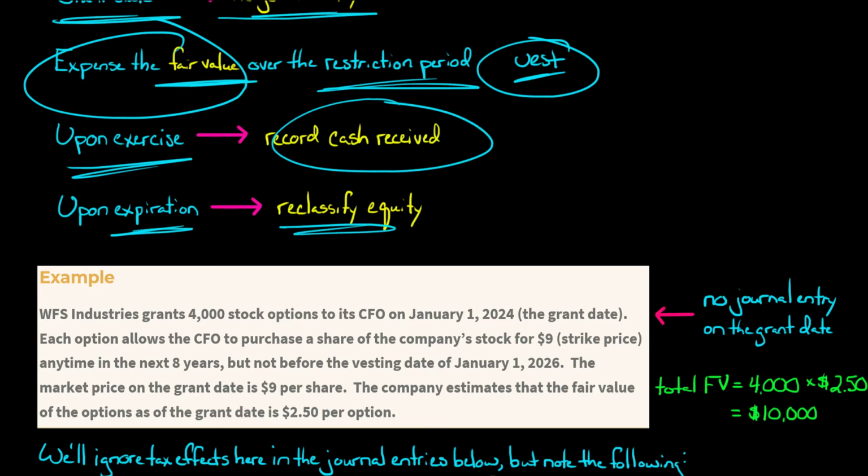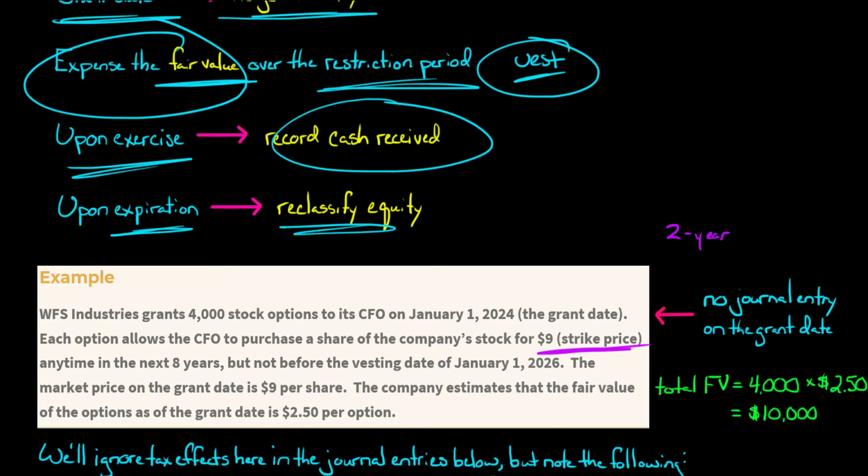So WFS Industries grants 4,000 stock options, let's say, to their CFO on January 1st, 2024. So that's the grant date, and we're not going to make a journal entry on the grant date. Now, we're going to have a 2-year vesting period because the vesting date is January 1st, 2026. Okay. Now, the strike price of the options happens to be $9.